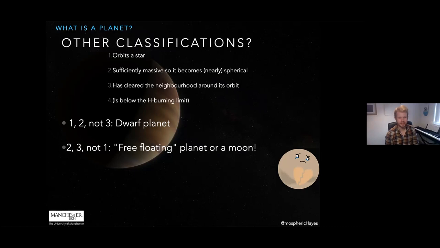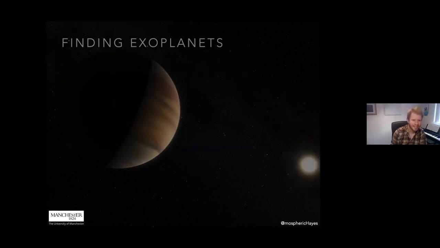Alternatively, if it doesn't go around a star, it might be a moon. More on moons later. So I've defined a planet. Great, exoplanets. These are planets that go around stars that aren't the sun.